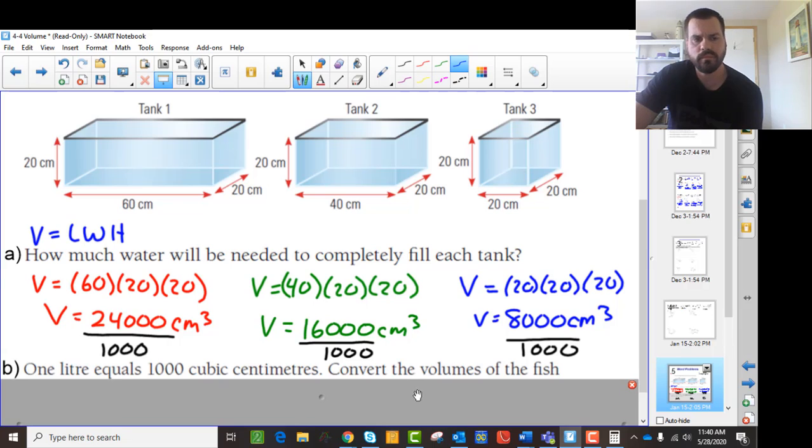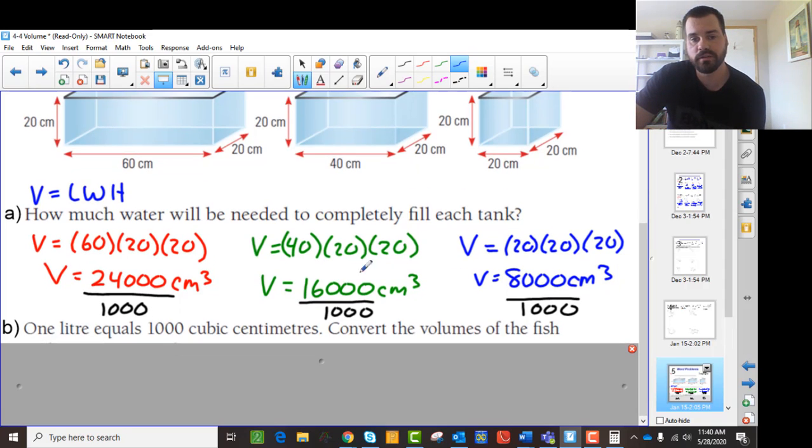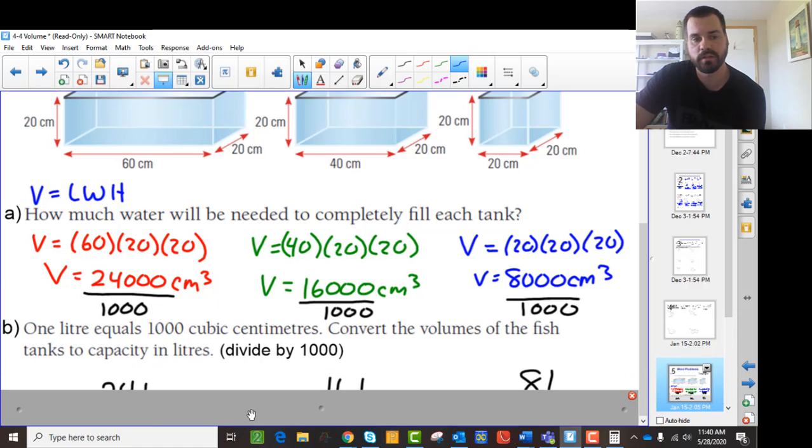Now, 1 liter is equal to 1,000 cubic centimeters. Because you look at this, you think cubic centimeters, what does that mean? We're used to volumes being in liters. So all we're going to do is divide each of these by 1,000 to do a unit conversion into liters, okay?